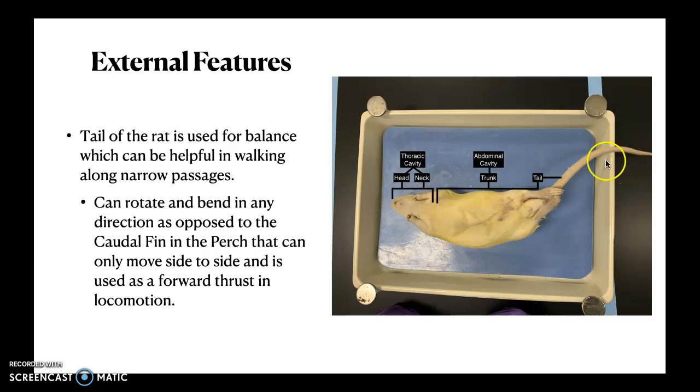Looking at our tail, the rat's tail basically is used for balance and to help them walk in narrow passages, and it also helps with the sense of their surroundings. And this is actually quite different from the caudal fin in the perch, where that caudal fin moved left to right, side to side, and provided a forward thrust for locomotion so that the fish can swim. Whereas the rat, their tail kind of moves in any direction, and it's used for that balance.